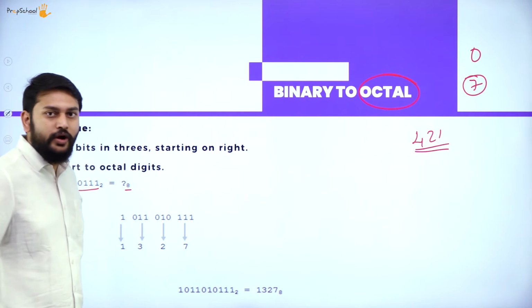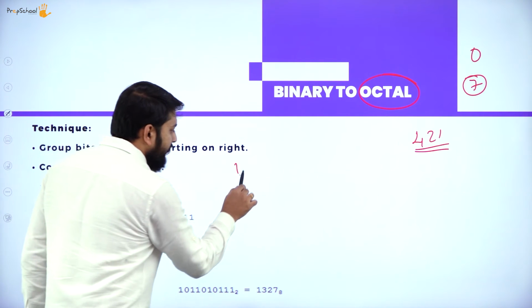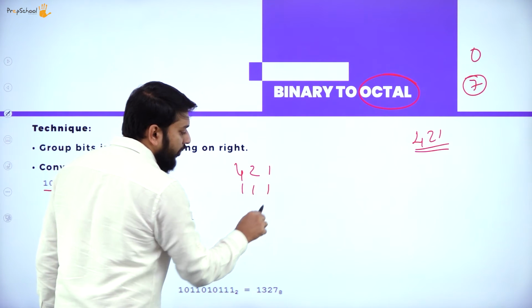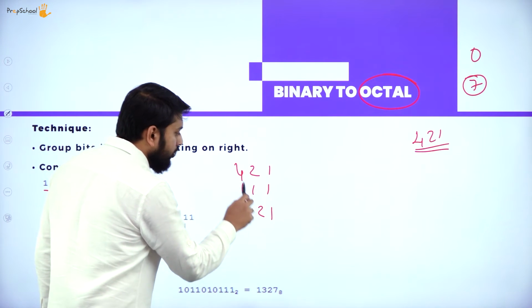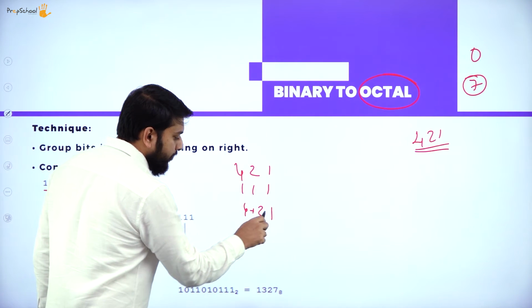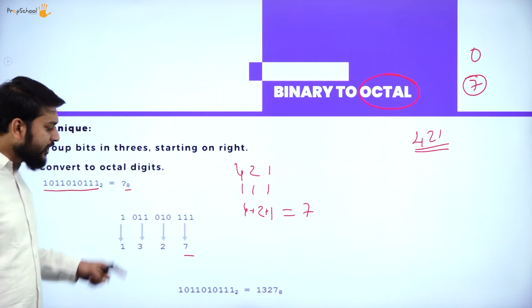So first group, what do I have? 111. 111 in the sense what? 7. How? Because I have the 421 code. If I apply it to 111, 1 into 1 is 1, 2 into 1 is 2, 4 into 1 is 4. 4 plus 2 plus 1 is equal to 7. So I got 7.